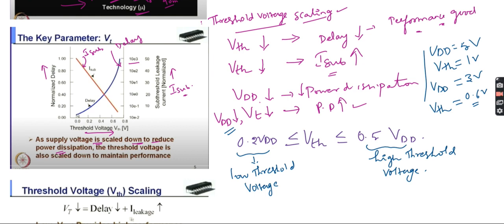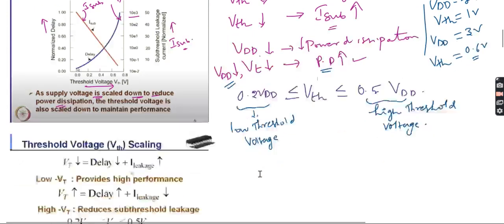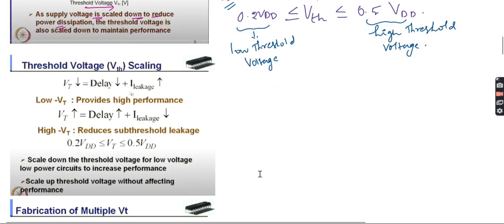But the problem is, if you keep on reducing the VDD as well as the VTH, then the power dissipation will be very high. That is what we can say here. The threshold scaling is a very important factor here. As the threshold voltage is reduced, the delay will be reduced and the leakage will increase if you reduce the threshold voltage.